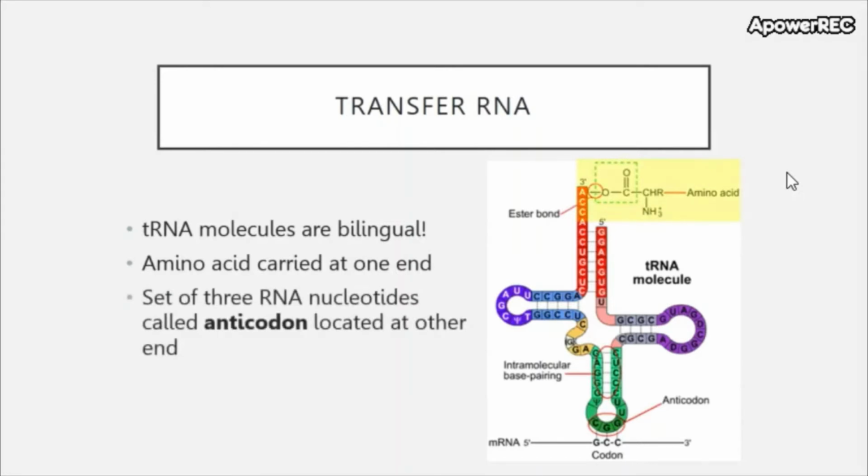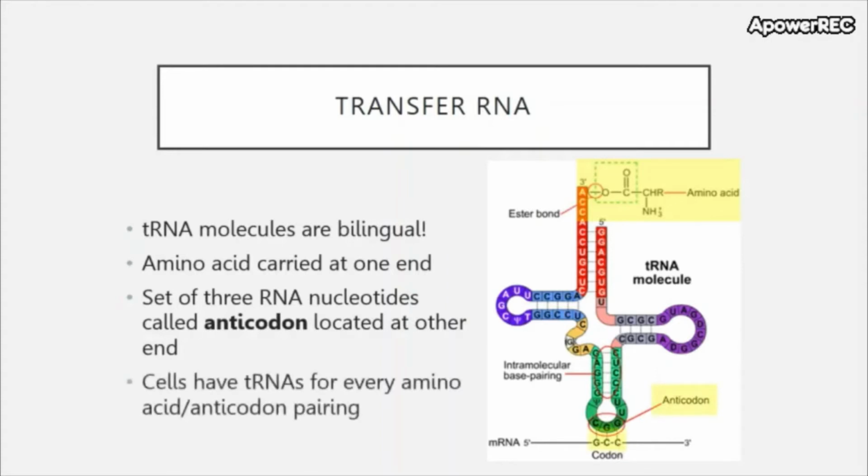Then it has a set of 3 RNA nucleotides at the bottom, shown as the anticodon. So this anticodon, as you can see, has a C, a G, and a G. And so a mRNA strand, if it's homologous to this anticodon, will have the opposite. It will have a G, a C, and a C. As you can recall, a G always binds to a C, and an A always binds to a T, or a U if it is an RNA strand. So cells have tRNAs for every amino acid and anticodon pairing.